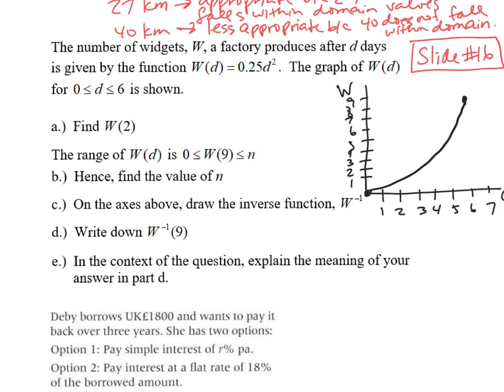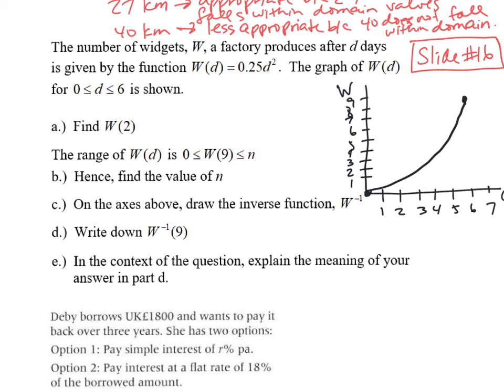Okay, I thought this was the last slide, but I guess there's two more to go. So this is slide number 16, and it doesn't quite look like yours because I forgot to copy and paste the graph on here. So hopefully you're looking at your version of it because that graph is better. But this will do. So it says the number of widgets W that a factory produces after D days is given by the function W of D equals 0.25 D squared. And the graph of W of D for D going from 0 to 6 inclusive is shown below.